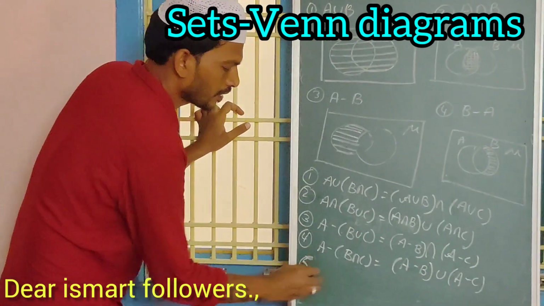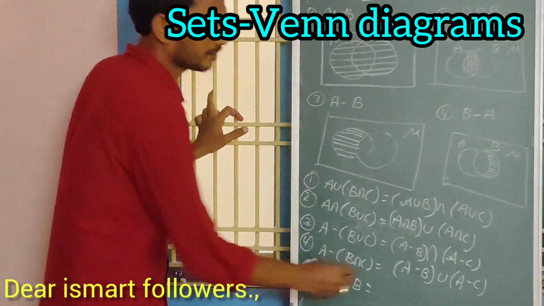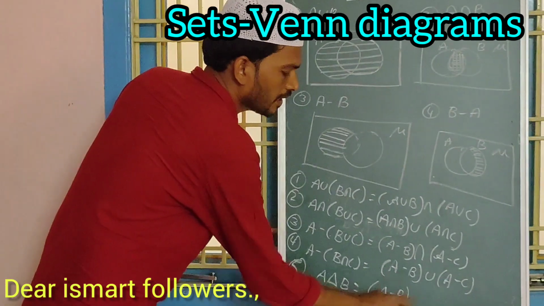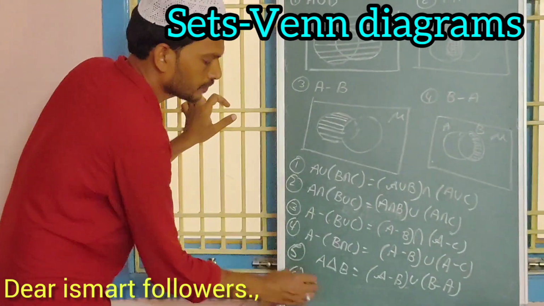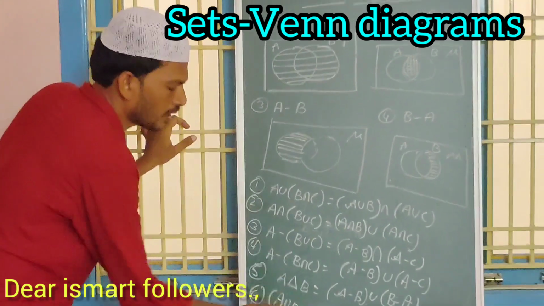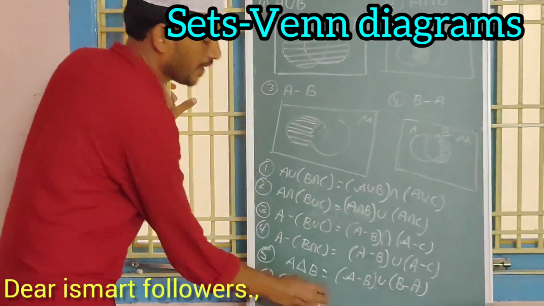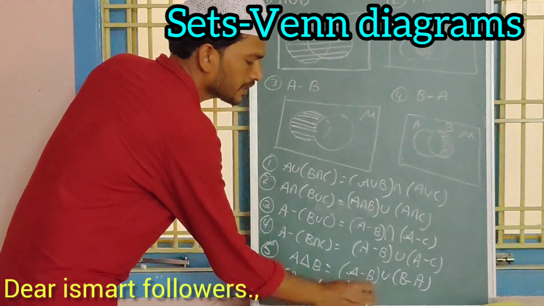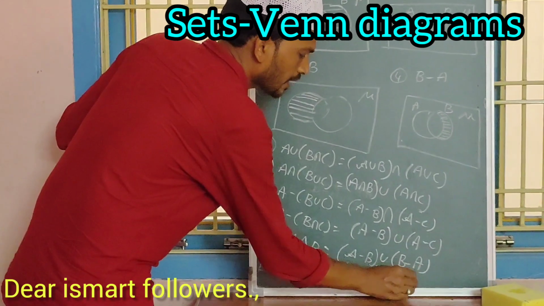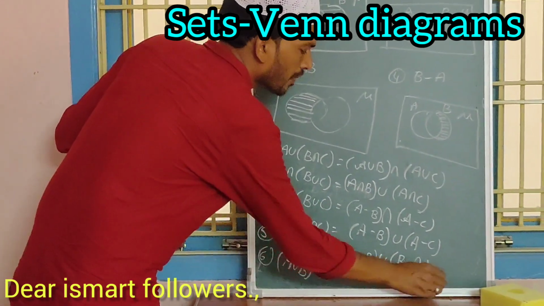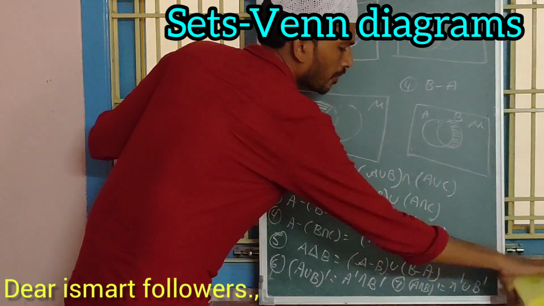Next, A delta B is A minus B union B minus A. Next, A union B whole complement is A complement intersection B complement. Next, A intersection B whole complement is A complement union B complement. Write these down.